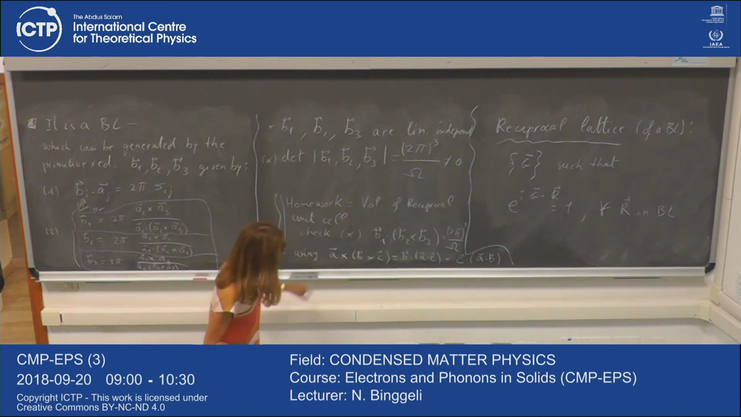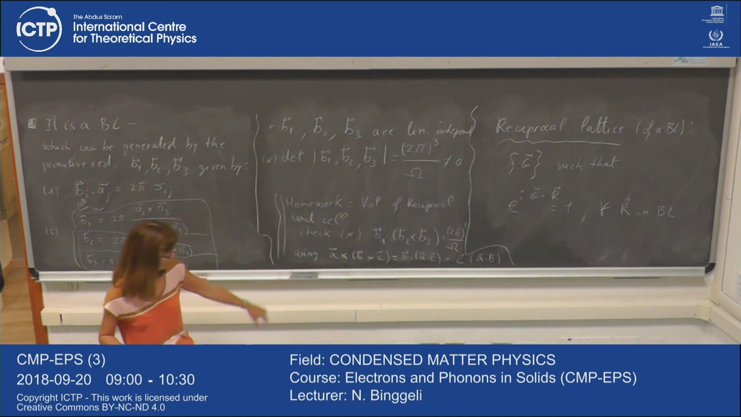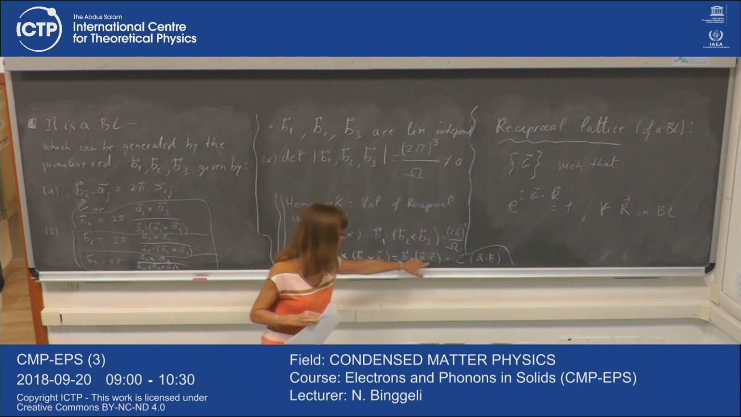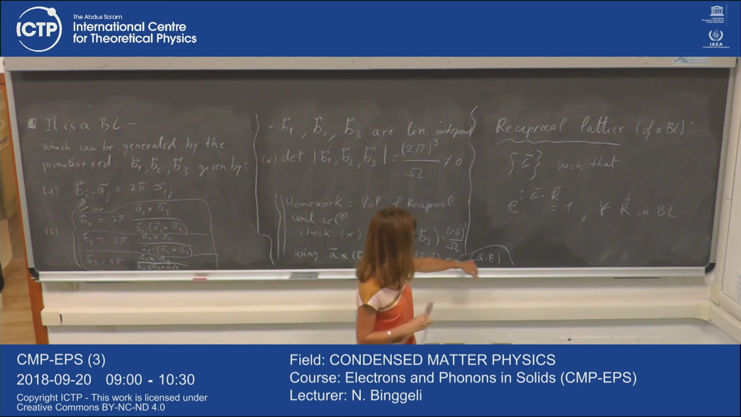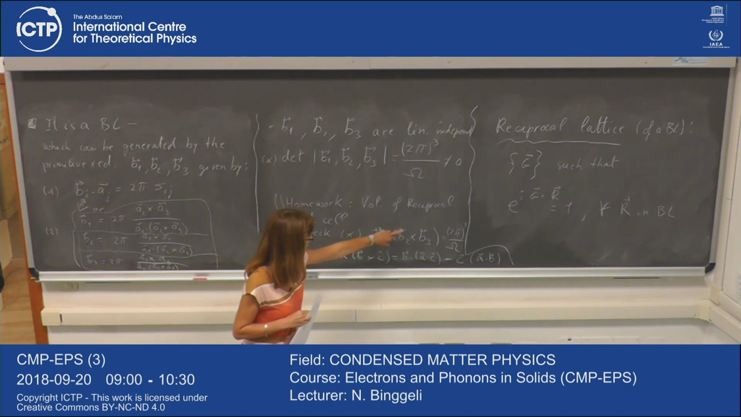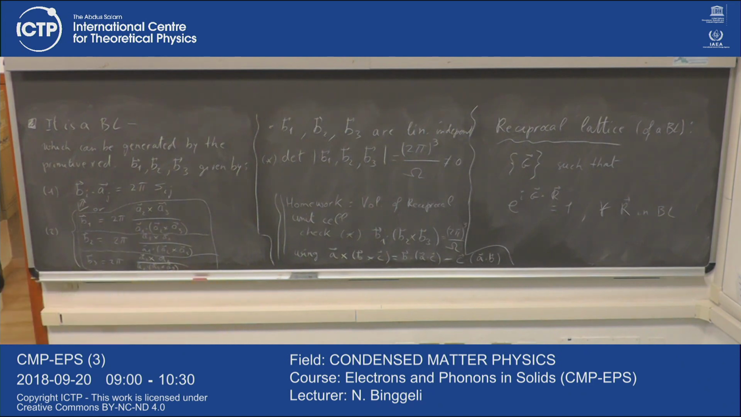So this is a general equivalence. A cross B cross C is equal to B times the scalar product minus C times this scalar product. So while you evaluate this, you may need this to obtain the results. So this is what I'm asking you to do for next time as homework. And then we will continue on to prove that indeed with these vectors B1, B2, and B3, one has a Bravais reciprocal lattice.